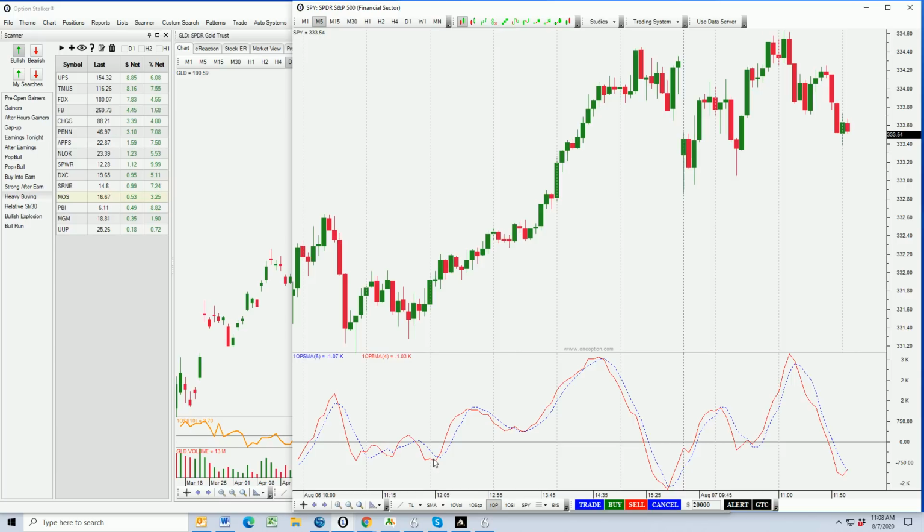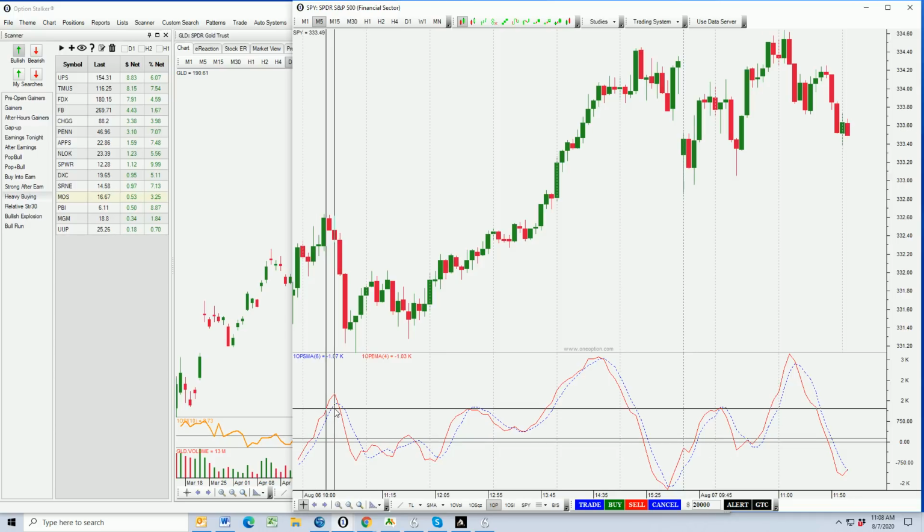Let's spend a little bit of time and go over the indicator that we use for day trading. It's the 10P indicator. It's proprietary. You won't find it anywhere else. Here's how it works. We're looking for these big spikes, and I'm going to use the crosshair tool so you can see where they line up.